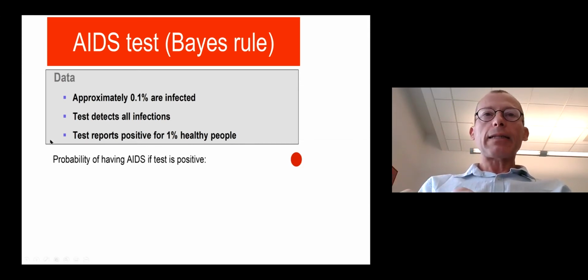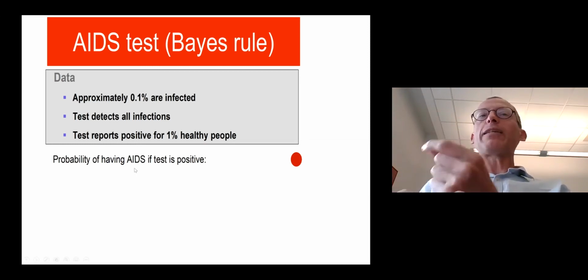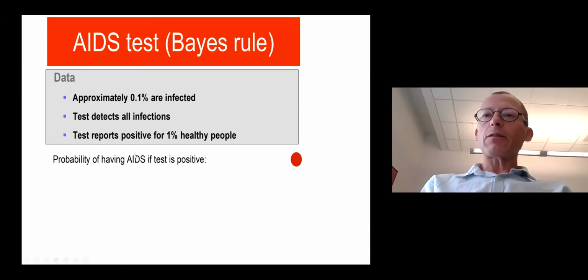So the question is, if the test says that you are positive, what's the probability that you really are positive? Or what's the probability that you really are infected, given that the test said that you're positive? And again, this is AIDS, but you can think of it as COVID. How do we do this? We can use Bayes' rule.